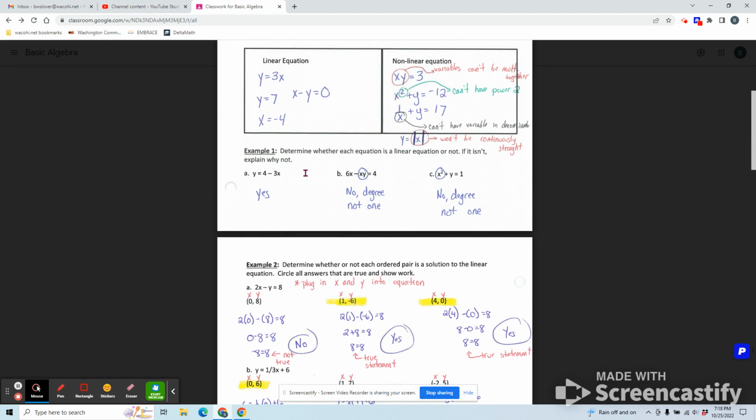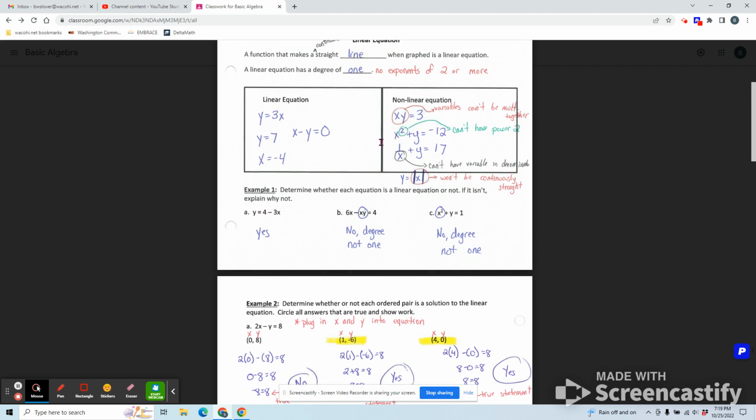So example 1 is asking us to determine whether it's a linear equation or not. And if it's not, we have to explain it. So letter A, y equals 4 minus 3x. Well, I don't have a power. I don't have my variables multiplied by each other. I don't have a fraction with a variable in the denominator. I don't have the absolute value. So I would say, yeah, it's a linear function.